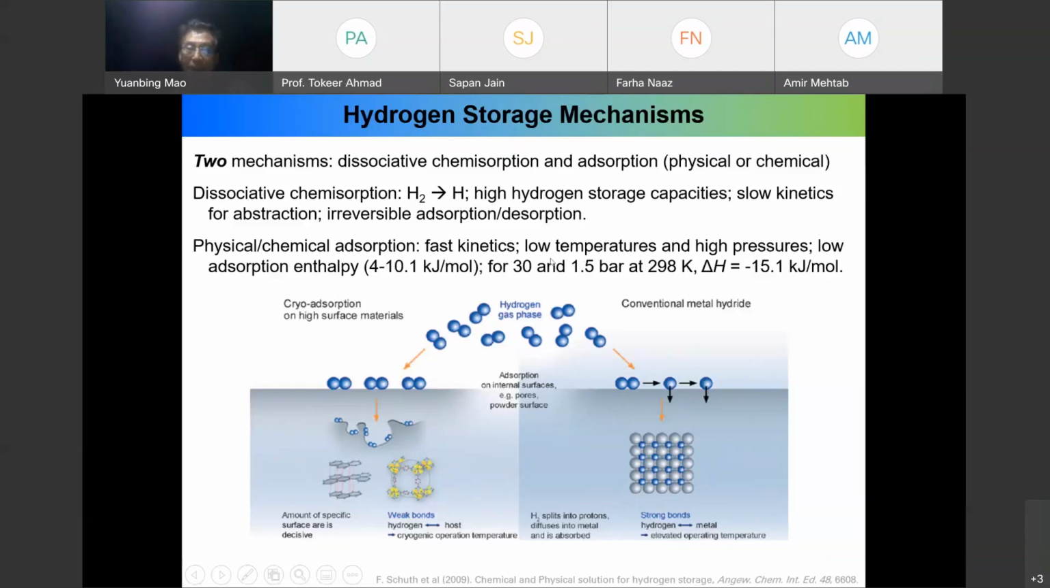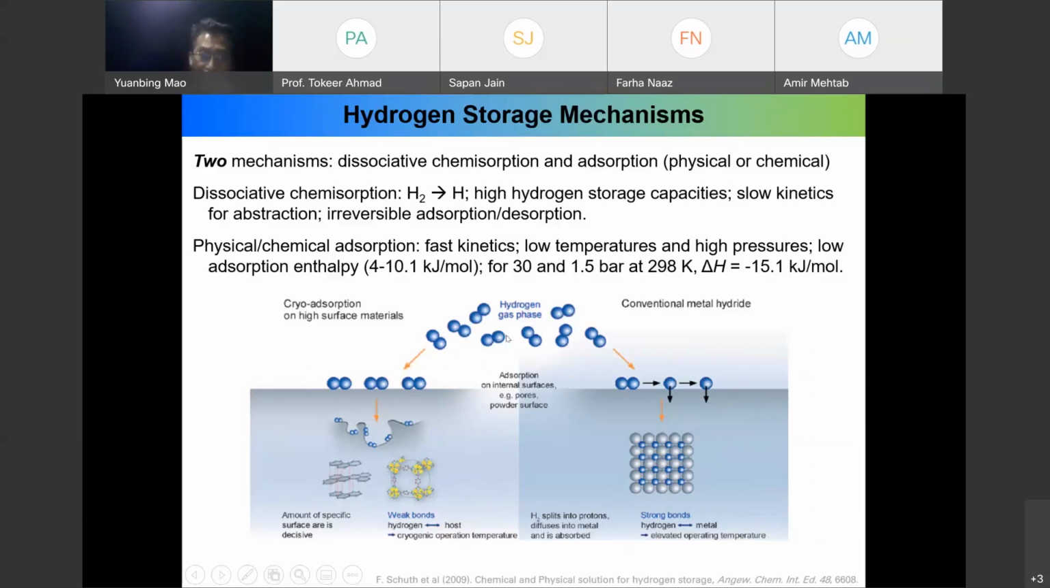But then the thing is, especially for physical adsorption, we need low temperature because our hydrogen could be physically adsorbed on the surface. So at room temperature, it doesn't work well. At ambient pressure, it doesn't work well. So that's why, in this type of adsorption process, it normally happens at low temperature and high pressure. I'll show you a couple of examples which we did at room temperature. And then the low adsorption enthalpy, those types of things.